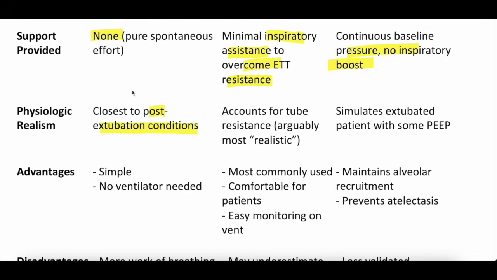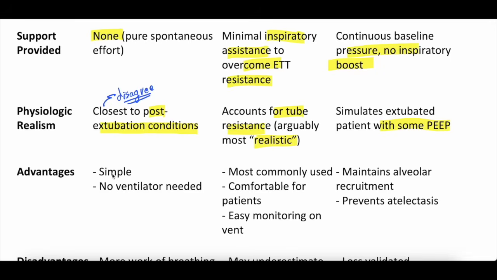So the physiology here for T-piece trial is post-extubation conditions. People will say a T-piece trial is closest. We actually disagree with this because it doesn't account for the resistance of the endotracheal tube. For a pressure support trial, it accounts for tube resistance, so it's arguably the most realistic. And then for a CPAP trial, it just has PEEP. It's maybe in the middle there somewhere.